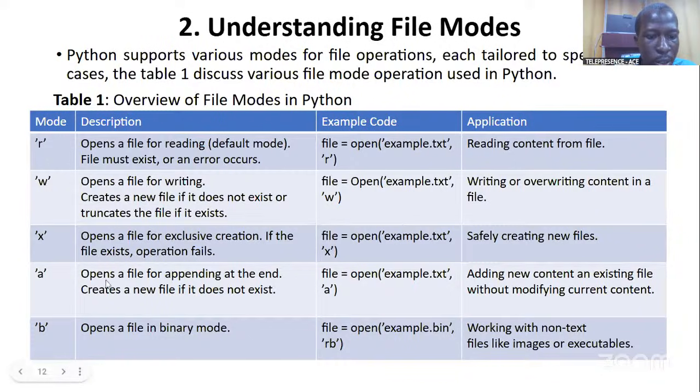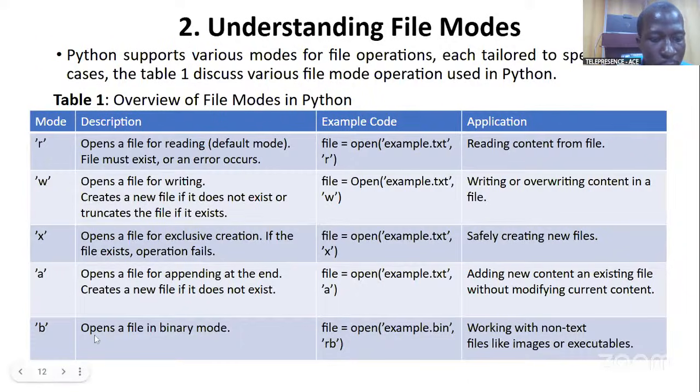So A: open a file for appending at the end. It creates a new file if it does not exist. So you open it and say, okay, at the end I want to add something. So adding new content to an existing file without modifying current content. The existing content will be there intact. You are just adding to it at the end of the existing one.